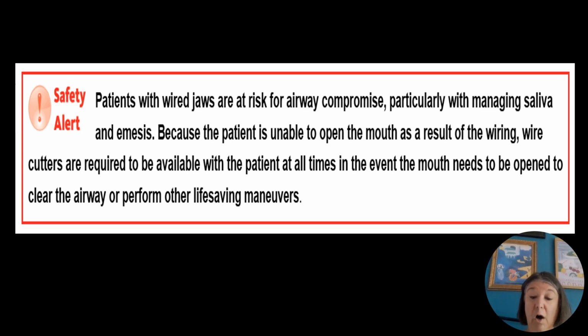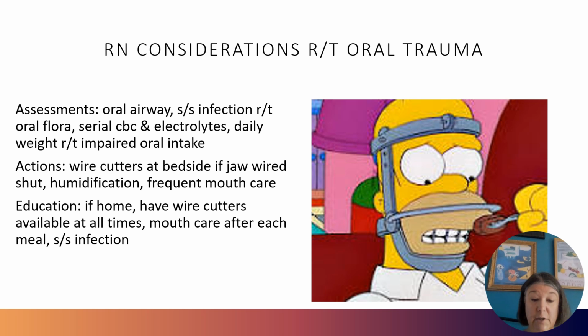You tape them to the wall, probably right next to the rapid response button would not be a bad idea, because we need to be able to cut those wires if we need to do any life-saving whatever. All right. So wire cutters taped to the wall for people who have their jaw wired shut. If we send them home with a jaw wired shut, which is possible, you need to stress the importance of them having those wire cutters where they can get to them.